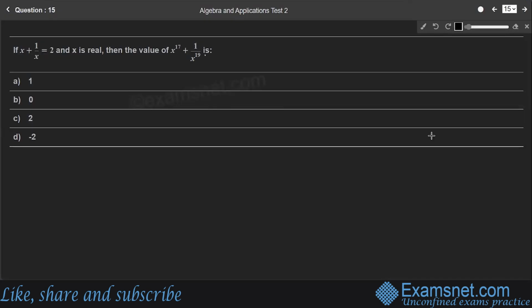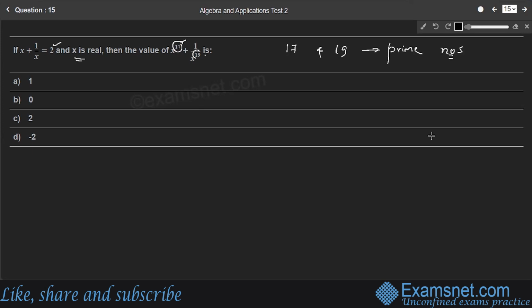Question 15. If x plus 1 by x is equal to 2 and x is real, then the value of x raised to 17 plus 1 by x raised to 19 is. Here, students, look at the powers of x, 17 and 19, right? So here 17 and 19 are prime numbers. Why are we considering these numbers?